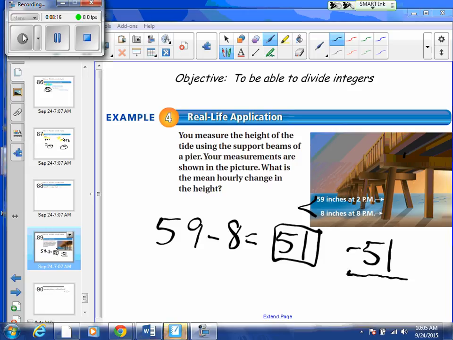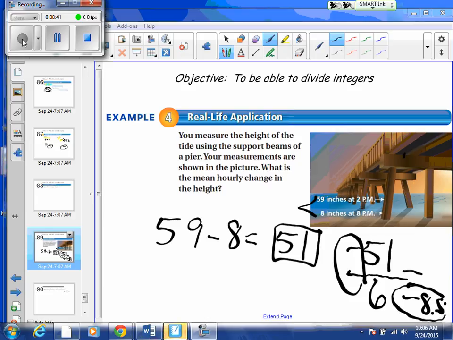So let's divide that by how many hours we have between 2 and 8. All right, so from 2 to 8 is 6 hours. So the tide decreased by 51 inches. We're going to divide it by 6 hours, and I don't care if you use a calculator to do this. The big thing I want you to see is that we're taking a negative divided by a positive, so we're going to get a negative answer. All right, and then 51 divided by 6 turns out to be 8.5.